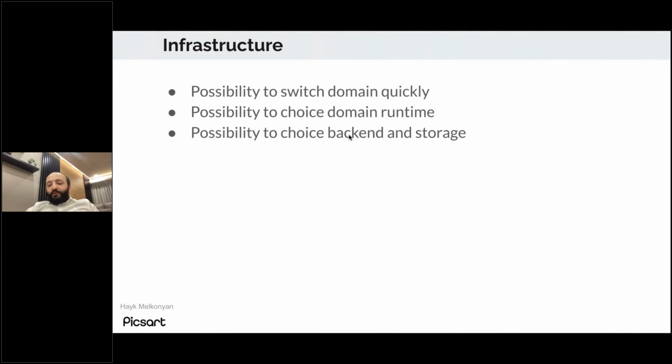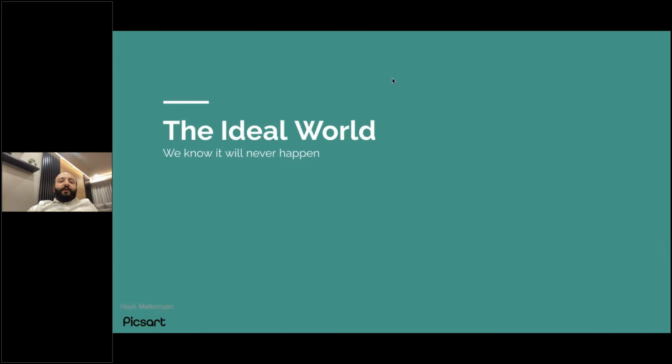Infrastructure, I think, is the most important part here. Sometimes when you meet issues which need quick solutions, you can solve them by infrastructure, by switching your domains, by switching your domain at runtime, and change the whole backend or whole storage if you meet some issue which requires fast solutions.